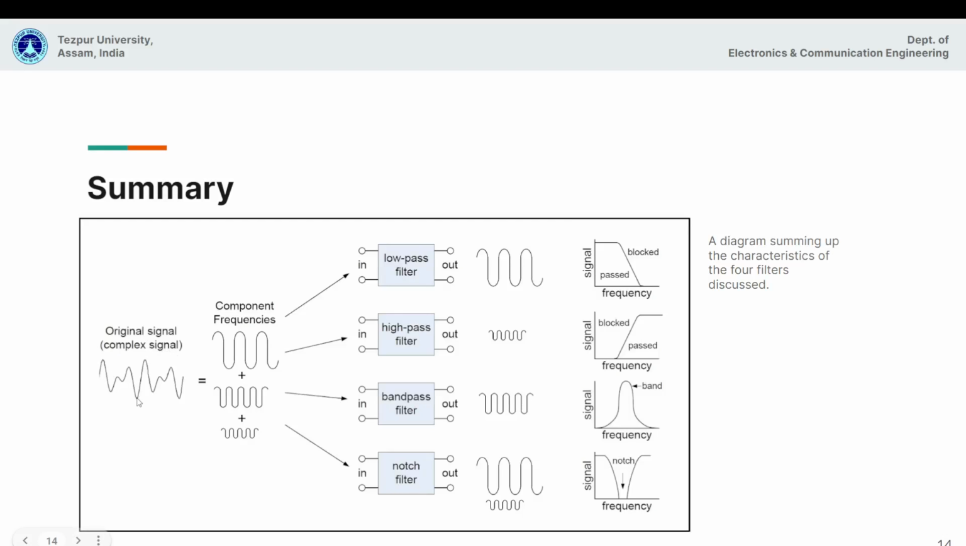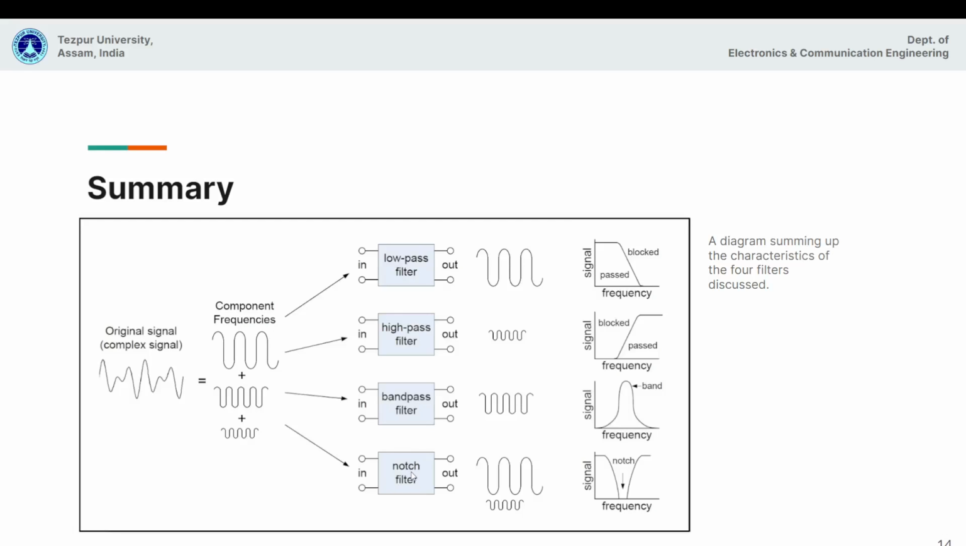This is an original signal and these are some component frequencies. In the low pass filter, it is allowing the lower frequencies to pass while eliminating the higher frequencies. In the high pass filter, it is allowing the high frequency band to pass while eliminating the lower frequency bands. And in the band pass filter, it is allowing a certain frequency band to pass while eliminating the above and the lower frequency bands.